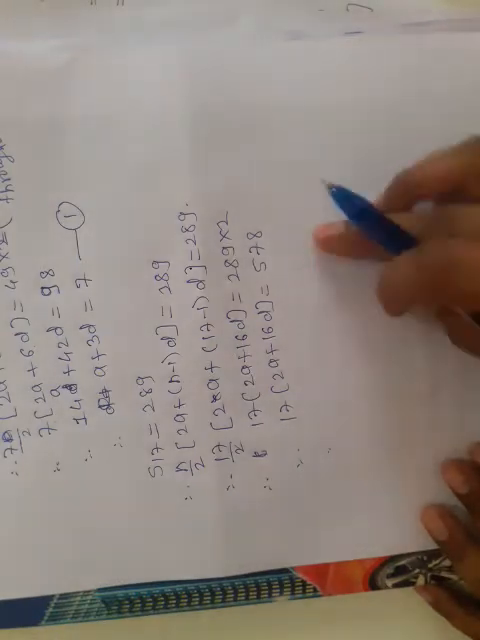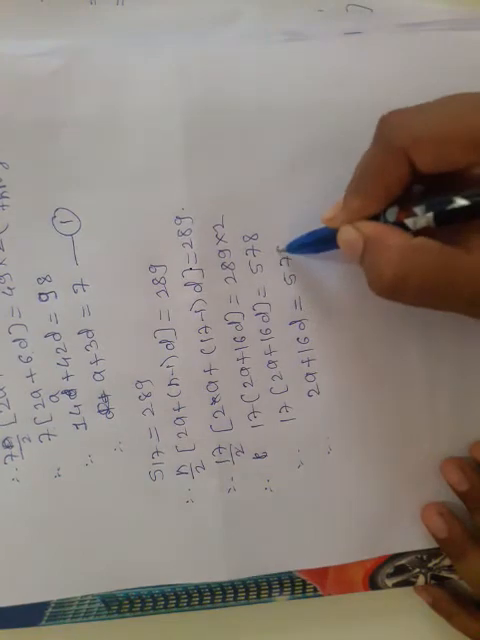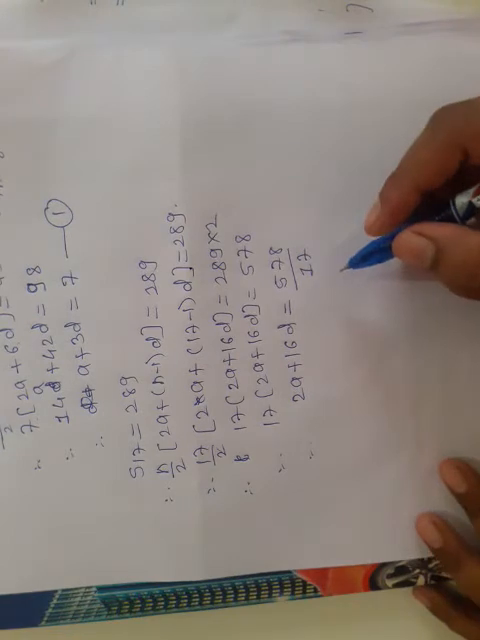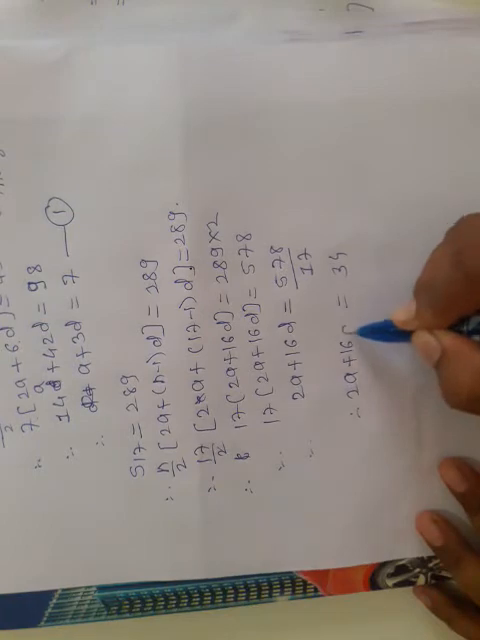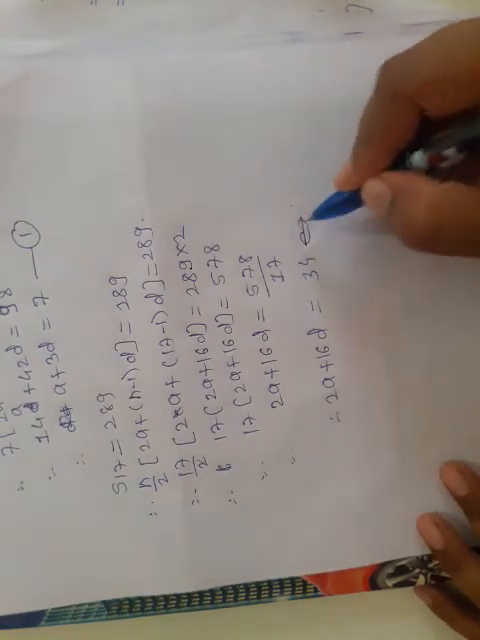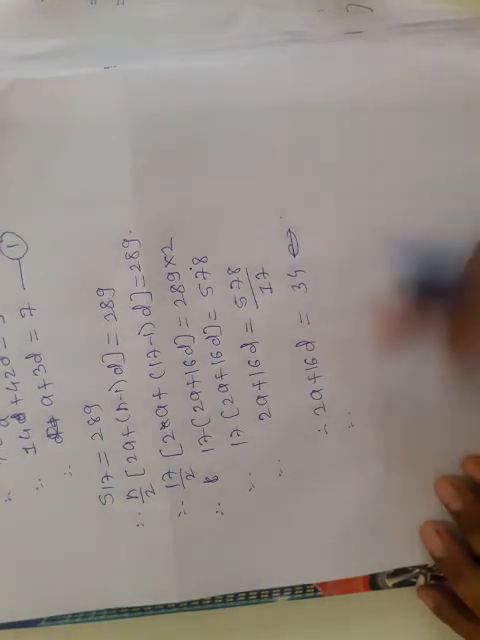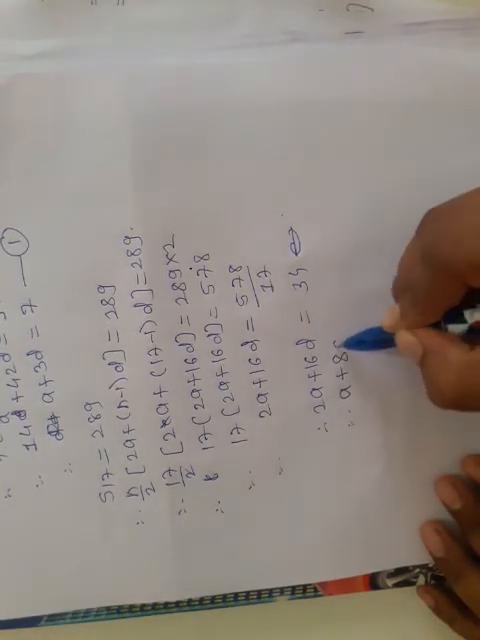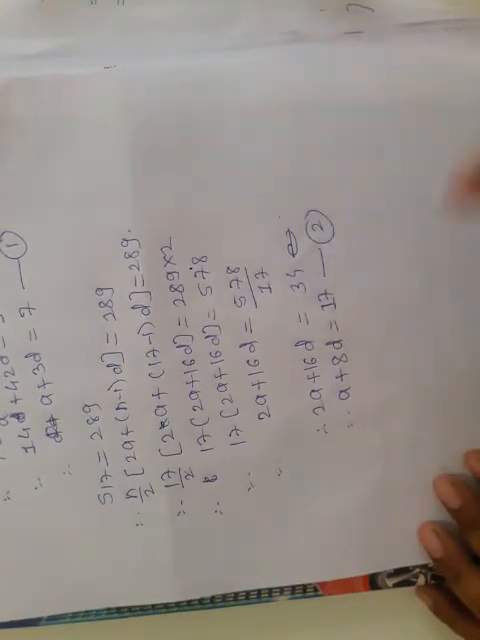or divide both sides by 17. Dividing both sides by 17, we get 2a + 16d = 578/17. After dividing 578 by 17 we get 34, so 2a + 16d = 34. We can simplify this by dividing the whole equation by 2, and the 2 cancels. We get a + 8d = 17, since 2 times 17 is 34, and this is our simplified form, equation number 2.